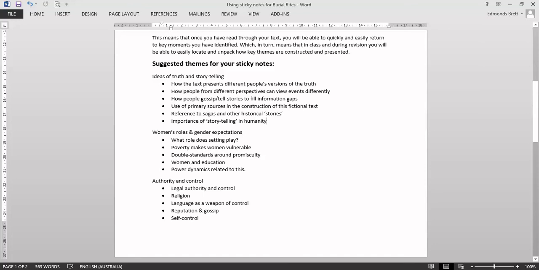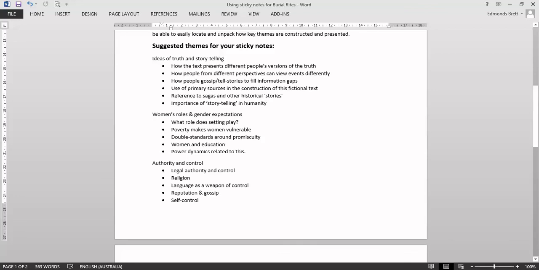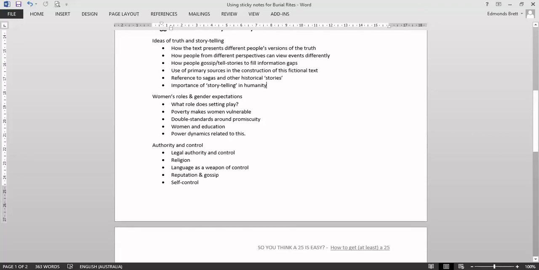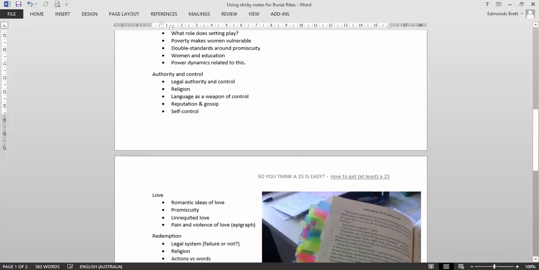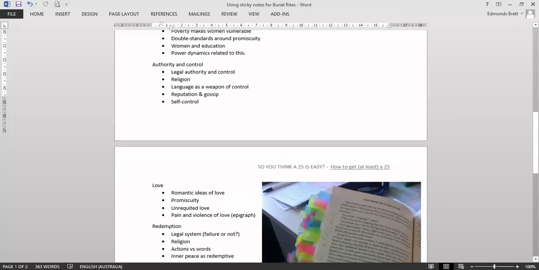Women's roles and gender expectations is another key theme or idea. So, for example, what role does the setting play in establishing roles for women and the gender expectations? How poverty makes women vulnerable and can make them do things that they normally wouldn't do, and the others. Authority and control is another key theme within the novel. So, how religion controls and has authority over people, language being a weapon of control, reputation and gossip.